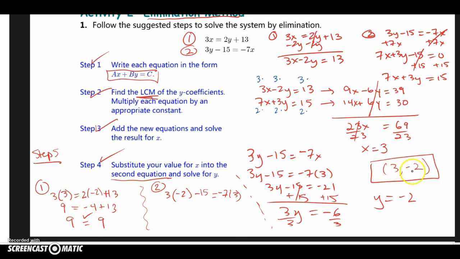I've also put in 3, negative 2 into the x and y of the second equation. Let's simplify those. I get negative 6 minus 15 equals negative 7 times 3, which is negative 21. Combining the negative 6 and the negative 15, I do indeed get a negative 21 on both sides, so this must be the solution to the system.